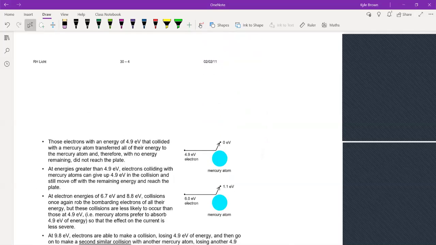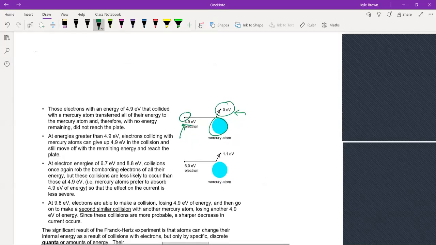But if we end up giving an electron exactly 4.9 electron volts, then it would absorb it. It gobbles it up perfectly. It loves that energy. That's like the energy that mercury likes. So it takes that energy, and then the electron carries on with no more energy. It took all of the electron's energy away from it.